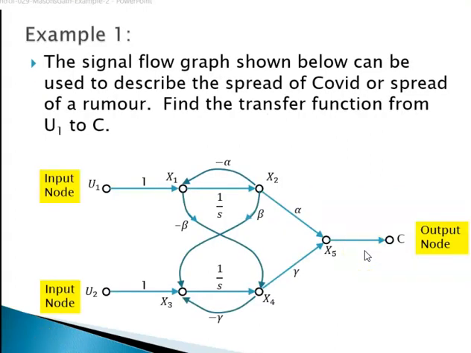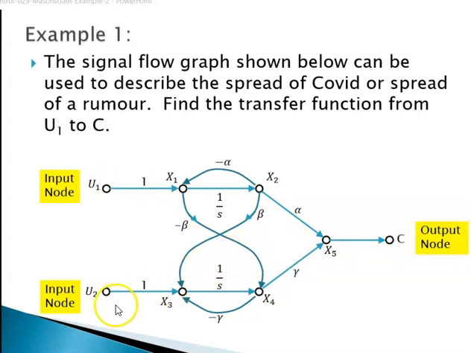The example that we are going to consider is shown in the picture below. You have two input nodes U1 and U2 and one output node C. We are to find the transfer function between U1 and C, that is, C over U1. So we'll focus on all the forward paths that are going from U1 all the way up to C.